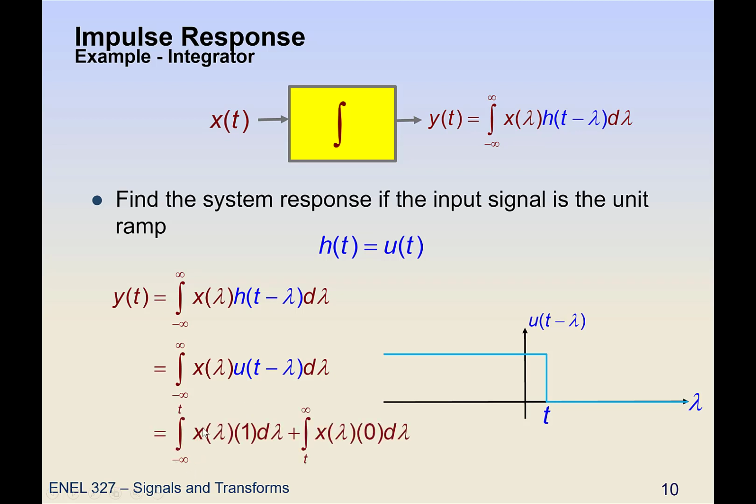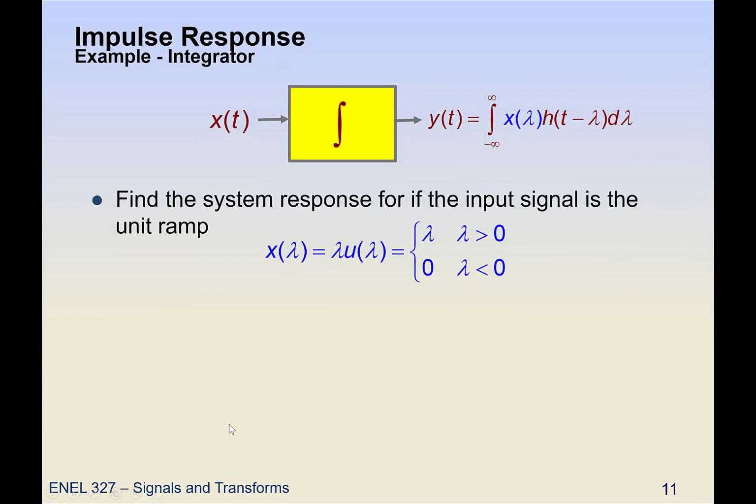So this integral is going to be broken up into two pieces. The first piece goes all the way up to t, where the function is equal to 1. The next part goes from t to infinity, but the function is 0 there. So this portion contributes nothing to the integral. So our representation of the output is just negative infinity to t of the input.